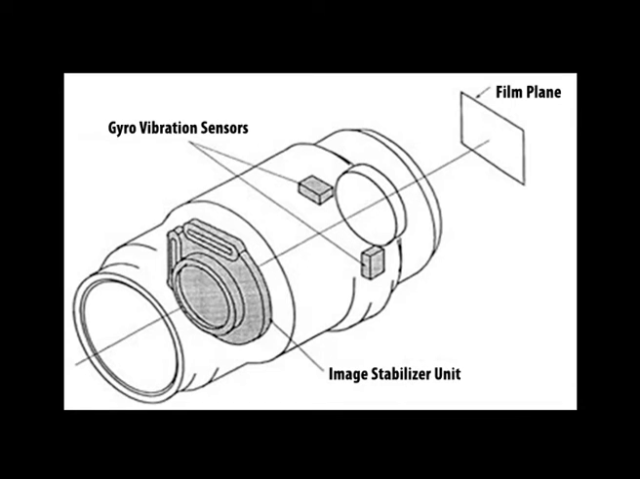Image stabilization is a technique to reduce the blurring associated with camera shake during the exposure. It is used in different optical instruments like binoculars, astronomical telescopes and cameras, both still and video.